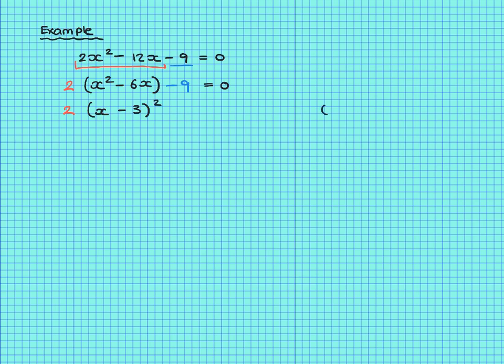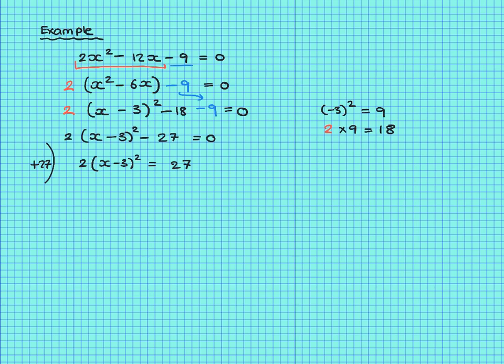Now, when we square minus 3, when we expand the brackets, that will give us a 9. This 9 is being multiplied by the 2, which will give us an 18. So we want to remove that 18, and then we also want to make sure we include what's already there, which is a negative 9. So this then gives me 2 bracket x minus 3 all squared minus 27 equals 0. Now, let's start solving. I'm going to add 27 to both sides. So I get 2 bracket x minus 3 squared equals 27.